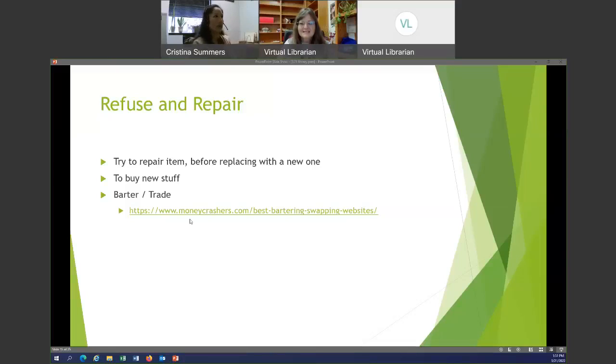That's what it's about. That stuff doesn't go to the landfill, and people don't have to go out and buy new stuff, because someone already has it and would be willing to give it to you or trade for something. So that's an interesting website, with lots of links to different things you might be interested in bartering or trading.